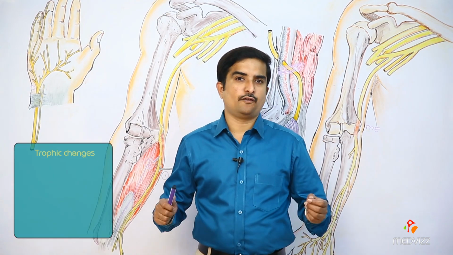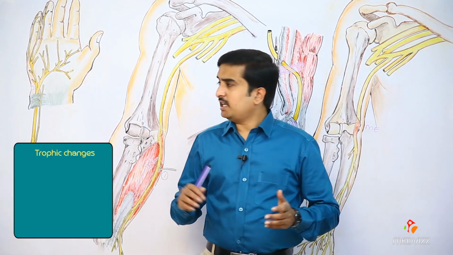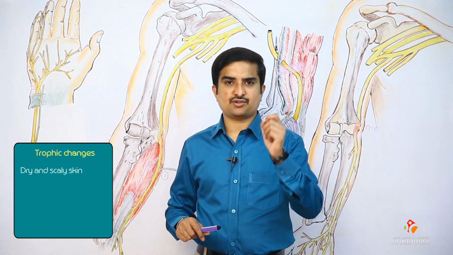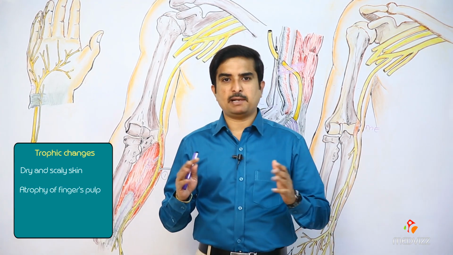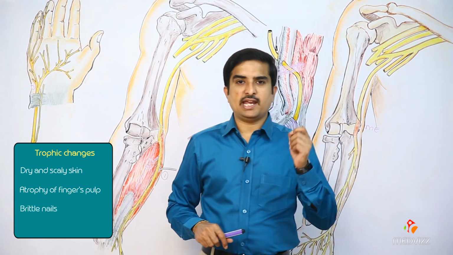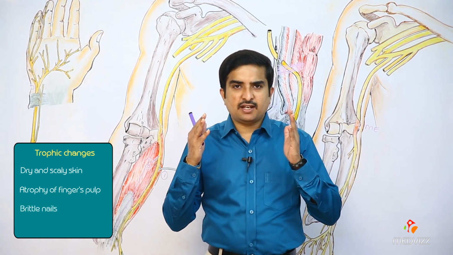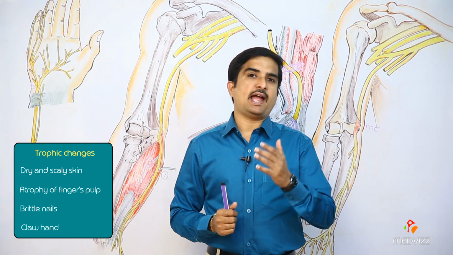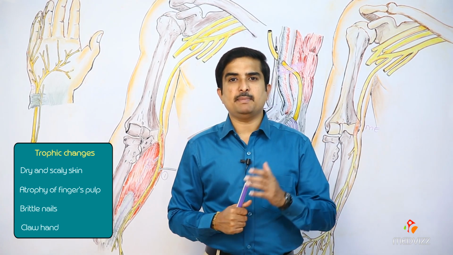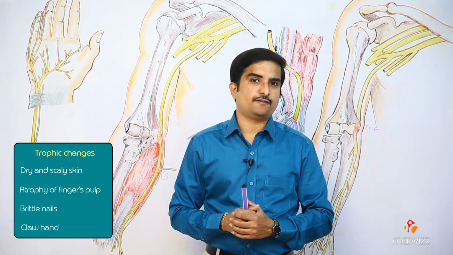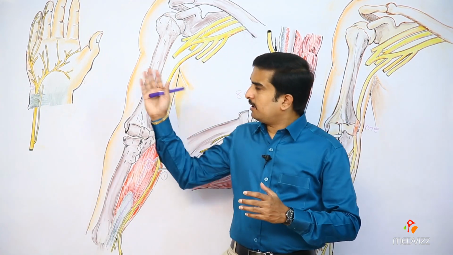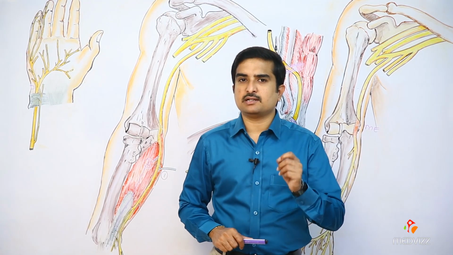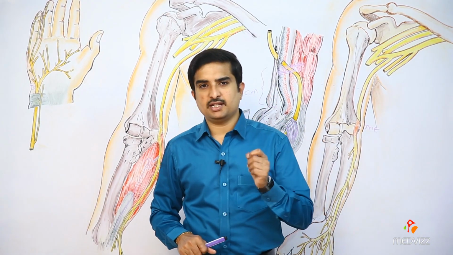Next, what are the trophic changes? The area supplied by the ulnar nerve, if it gets injured, has dry and scaly skin. One may also see atrophy of the finger pulp and brittle nails. Mainly if there is injury at the wrist, claw hand is more pronounced in the medial fingers, mainly because intrinsic muscle function is lost, while the lateral 2 digits' lumbricals are innervated by the median nerve.